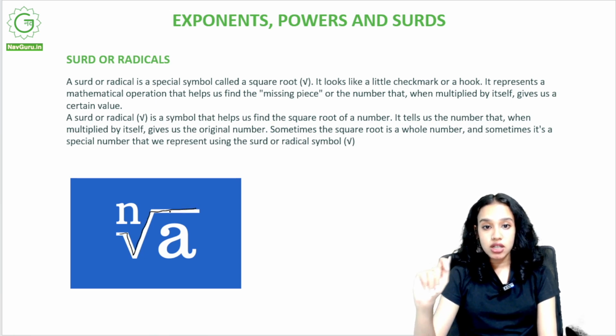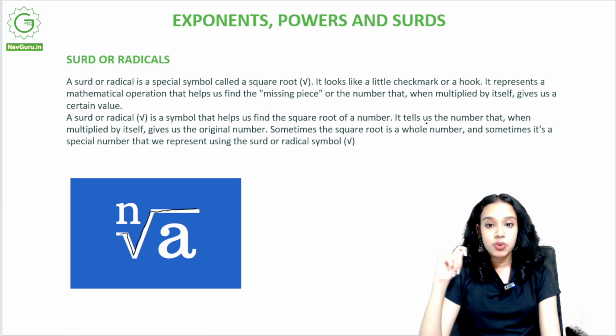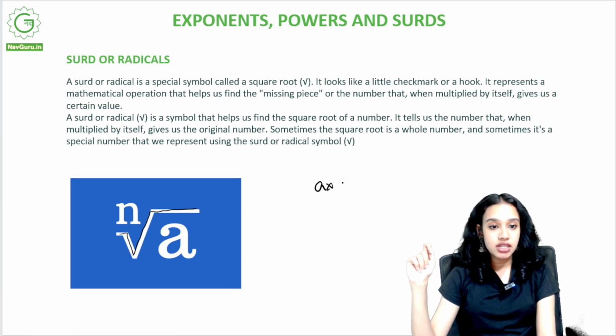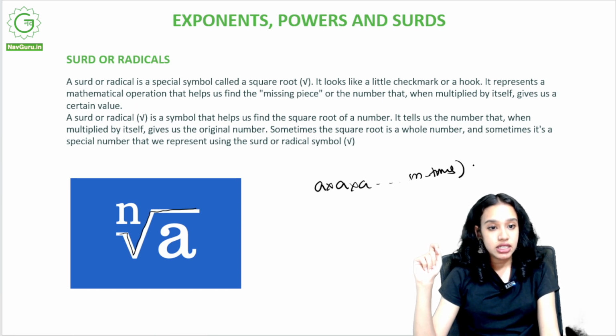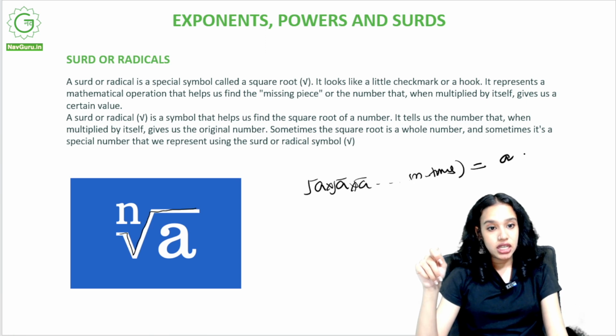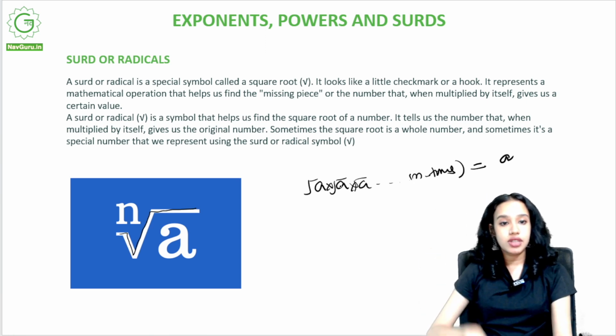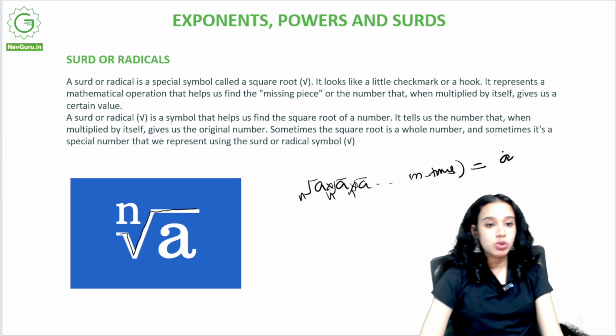It represents a mathematical operation that helps us find the missing piece, the number that when multiplied by itself gives us a certain value. A surd or a radical is a symbol that helps us find the square root of a number, right? It tells us the number that when multiplied by itself gives us the original number, right? So the nth root of a, multiplied by itself n times, would give us a, right?